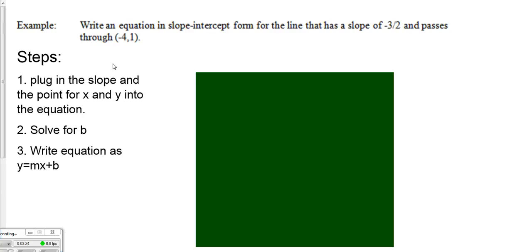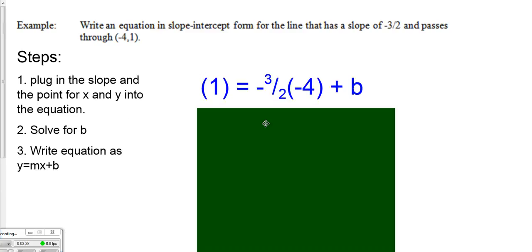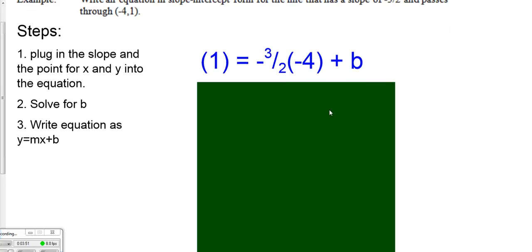All right, we're going to do the same thing again. Write an equation in slope-intercept form for the line that has a slope of -3/2, passes through (-4, 1). Plug in the slope and the point for x and y into our y equals mx plus b equation. So y was 1, it's right here. m, or our slope, was -3/2, right here. And -4 is our x, that's right here. We still don't know our b, that's what we're trying to solve for.